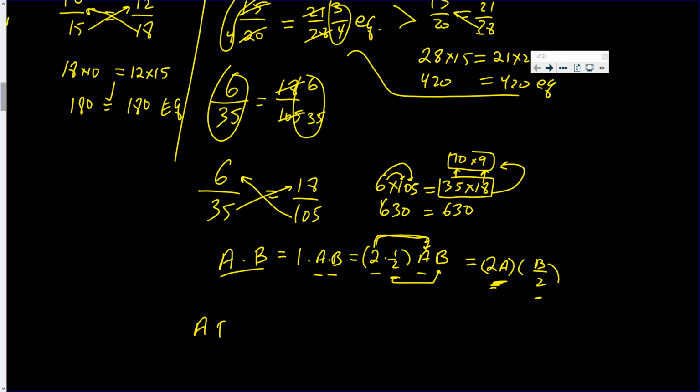In fact, this is equal to 1 times AB, and 1 is any number times its reciprocal. Maybe 7 and 1/7, maybe 3 and 1/3, times AB. I can multiply the A by k, and I can multiply the B by 1 over k, which means I divide. I can multiply this A by any number I like, as long as I divide B by that same number.